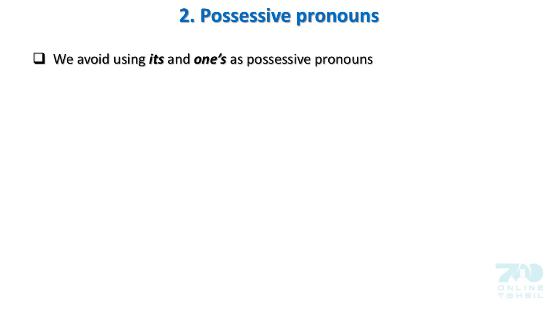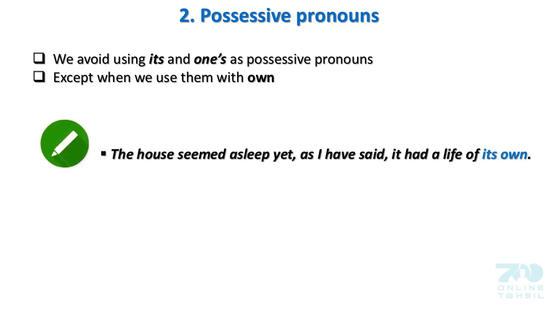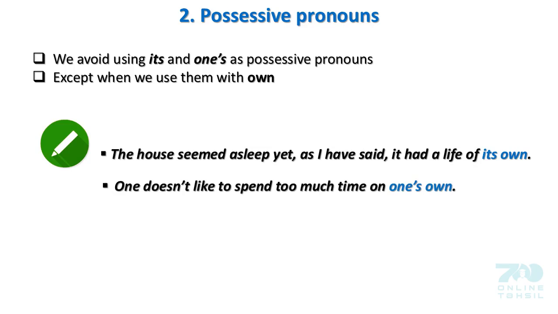We avoid using its and one's with an apostrophe as possessive pronouns, except when we use them with own. The house seemed asleep yet. As I have said, it had a life of its own. One doesn't like to spend too much time on one's own.